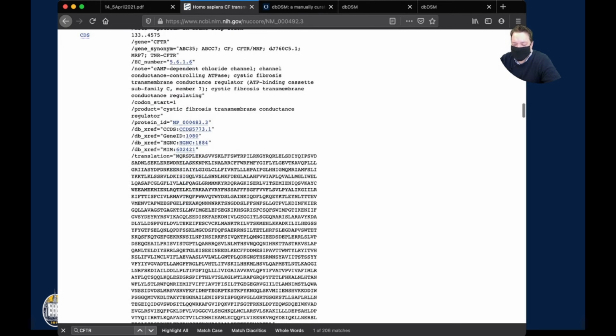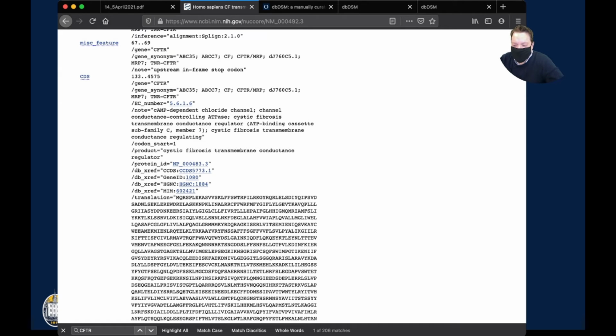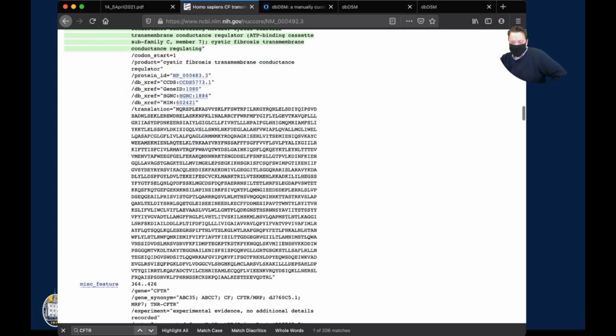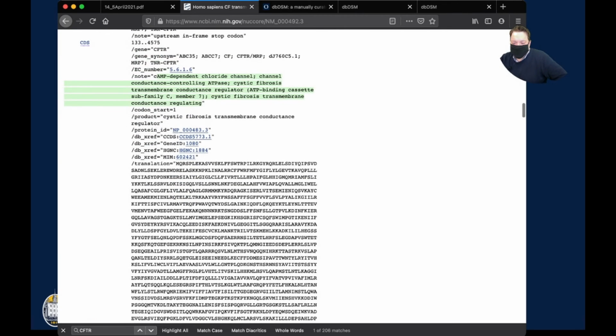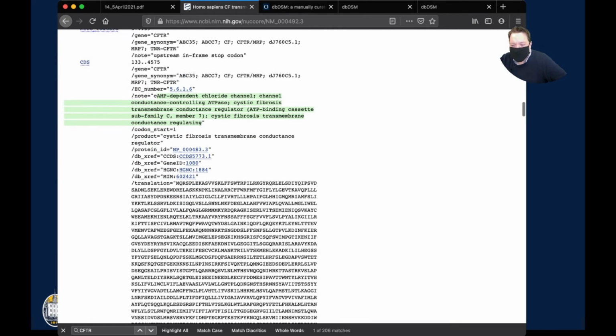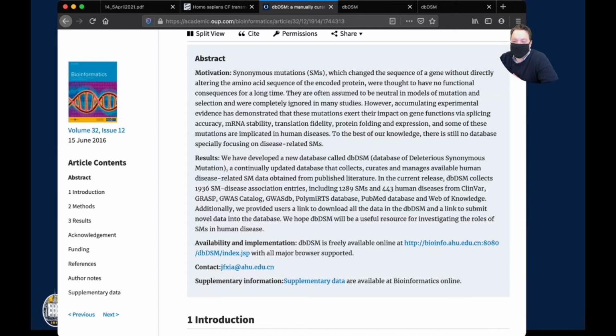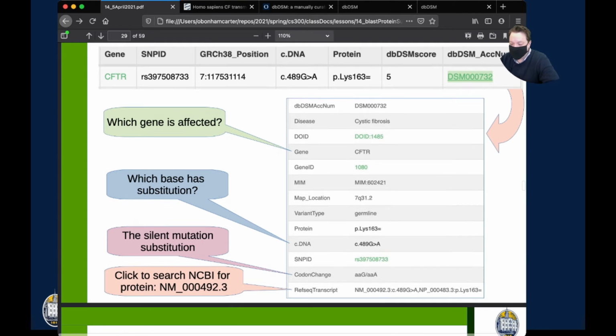And so this is what the protein should look like. There's some other information there too that you can use. Basically it's telling you that the product of that gene is supposed to be a chloride channel controlling ATPase. Anyway, it's just a fairly basic regulatory function that protein does. But we're saying that inside the coding region of 133 to 4,575, that is where the mutation actually occurs that brings out cystic fibrosis.